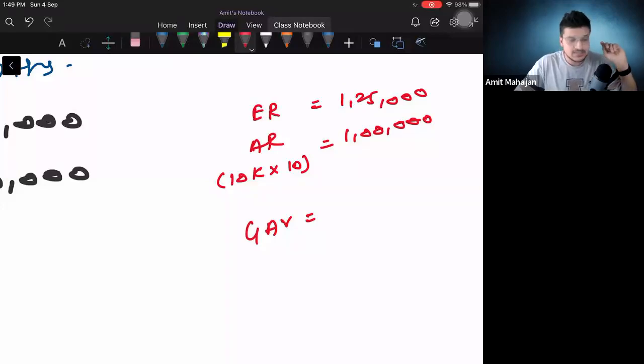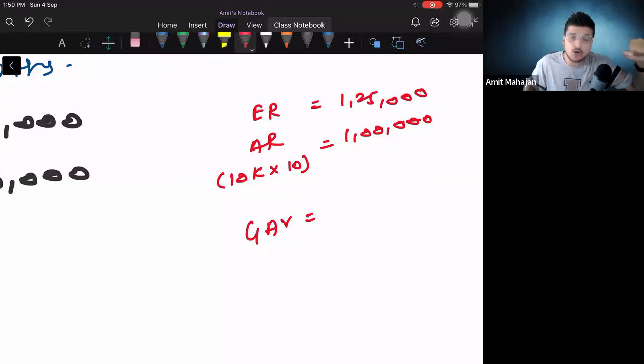Here, understand one thing. Here, the GAV is going to be the expected rent of 1,25,000. Now the question comes, why 1,25,000? Understand one thing: my actual rent is lower than the expected rent, not due to vacancy. Why? Because if I just consider 10,000 for 2 months, that is 20,000, my actual rent will be 1,20,000 only. That is anyway less than my expected rent, and that's why I will not fall under the second situation.